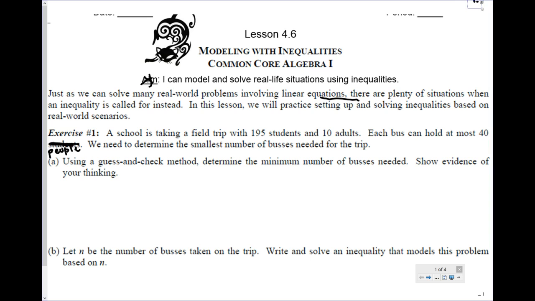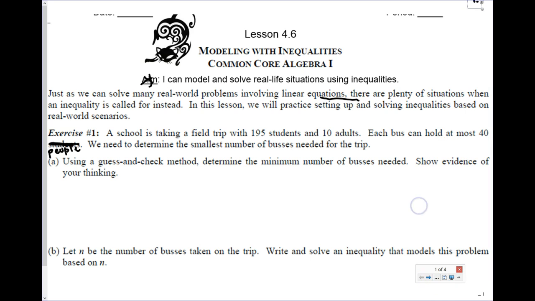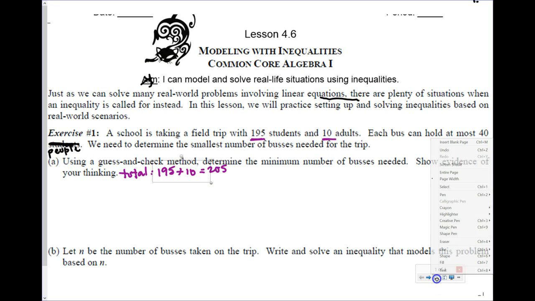So A says, using a guess and check method, determine the minimum number of buses needed. Show evidence of your thinking. So guess and check means that we're going to guess a certain amount of buses and see if it works. So let's try 4 buses for our first one. Keeping in mind, what's the total amount of people we have? We have 195 students and 10 adults. So how many people is that? 195 plus 10. So we need to fit 205 people on these buses.